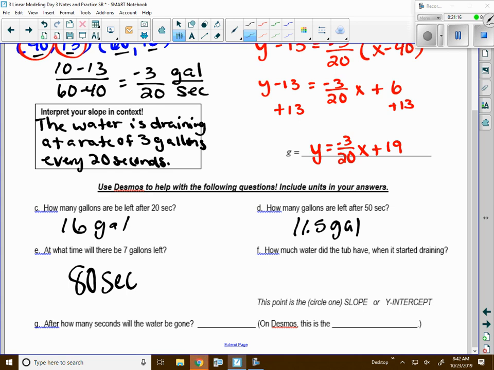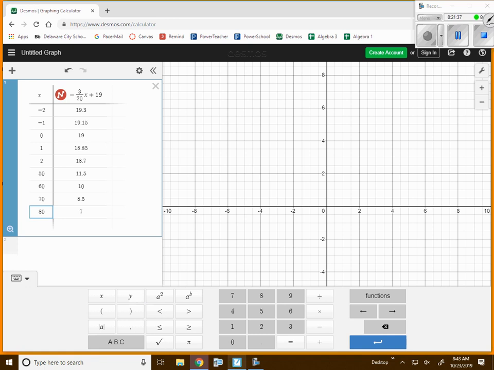How much water did the tub have when it started draining? Yeah, 19 gallons. That was our original. Ooh, when will the water be gone? That's interesting. How can we find that? Plug 0 in for Y. So this may be a little tougher to find. You can keep guessing, but I'm going to actually use my graph feature here.